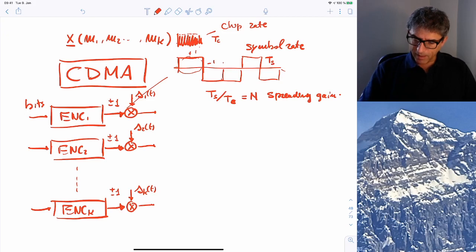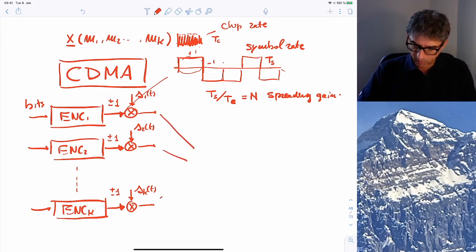The bandwidth of a signal that has transitions at intervals of TS is, roughly speaking, 1 over TS hertz. So say, for example, if TS is 1 microsecond, this is more or less a 1 megahertz bandwidth. But then TC may be 10 nanoseconds, so we have a spreading factor of 100, which means that the bandwidth of the modulated signal after spreading is 100 times larger than the bandwidth of the information-bearing signal before the spreading.